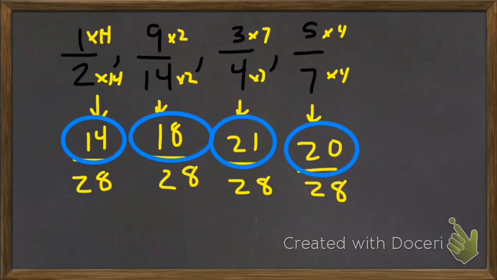So the smallest fraction would be 14/28, but they need to put it back in its original form. If they put it in order the way they are here, they will get it wrong. So 14/28 is the smallest fraction, so we're going to change that back to a half. The next smallest would be 18 over 28. We're going to change that back to 9/14. The next smallest fraction is 20, which was 5/7. And then 21 over 28 would be your biggest one.